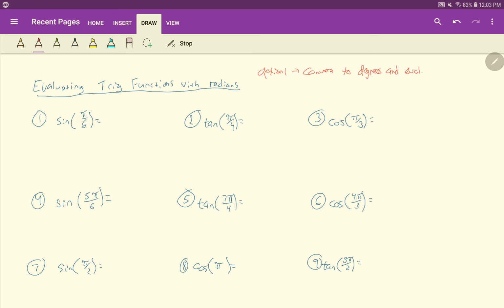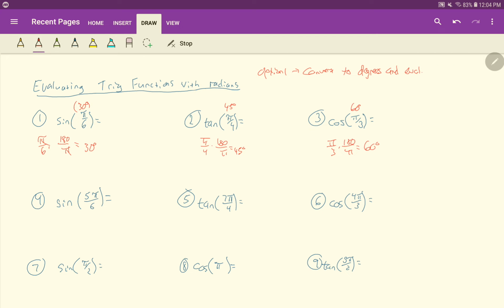Okay, so pi over 6, you can just use that formula, pi over 6 times 180 over pi, and you just simplify. So the pi's cancel, 180 divided by 6 is 30 degrees. So this is really like evaluating sine of 30 degrees. Okay, pi over 4 times 180 over pi, it's 45 degrees, so this is like evaluating tangent of 45 degrees. Pi over 3 times 180 over pi gives us 60 degrees. So again, it's like evaluating cosine of 60.